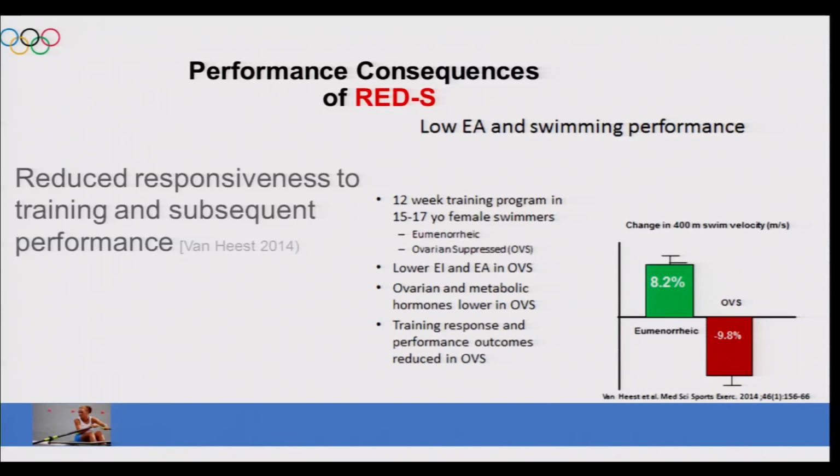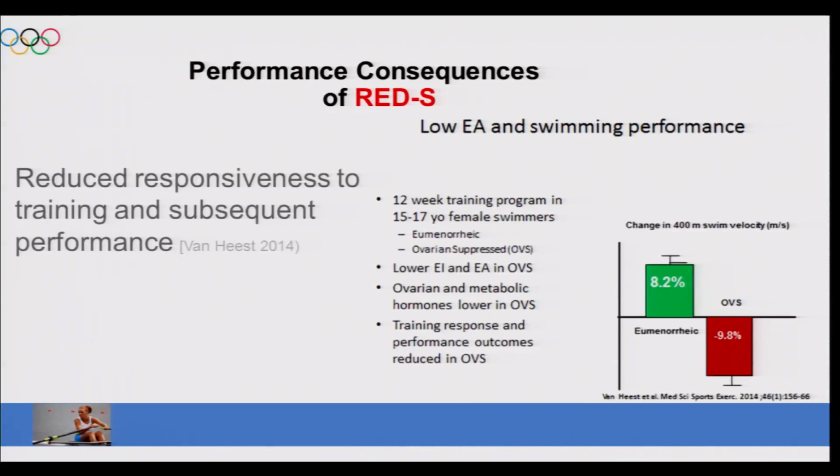And it's not just because it's in swimming, but this is a wonderful study by Van Heest. And she took a group of swimmers, adolescent female swimmers, and in that cohort of swimmers, a group of them were ovarian suppressed, and the other group had normal functioning ovaries. And these women were known to be energy deficient, the ovarian suppression group, and they underwent a 12-week training program.